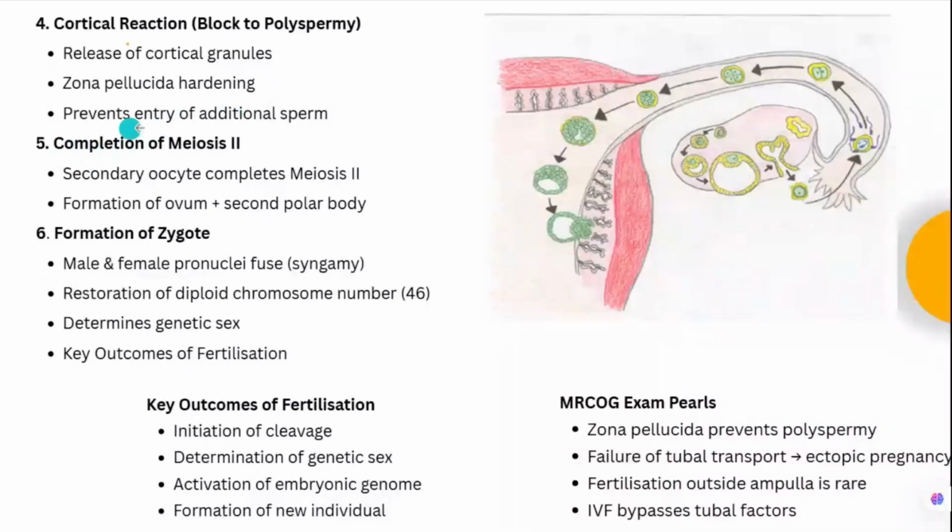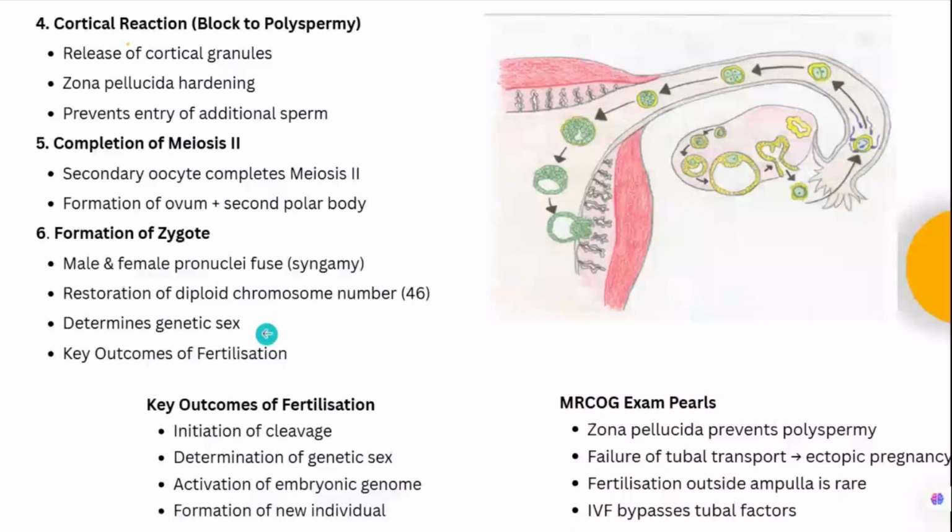Then there is the completion of meiosis 2. As we have said in oogenesis, meiosis 2 will get completed when there is fertilization. The secondary oocyte completes meiosis 2, and there is formation of the second polar body and the formation of the ovum. Then, in formation of the zygote, the male and female pronuclei will fuse. This is called syngamy. There is restoration of the diploid chromosome number, that is 46, and this determines the genetic sex.